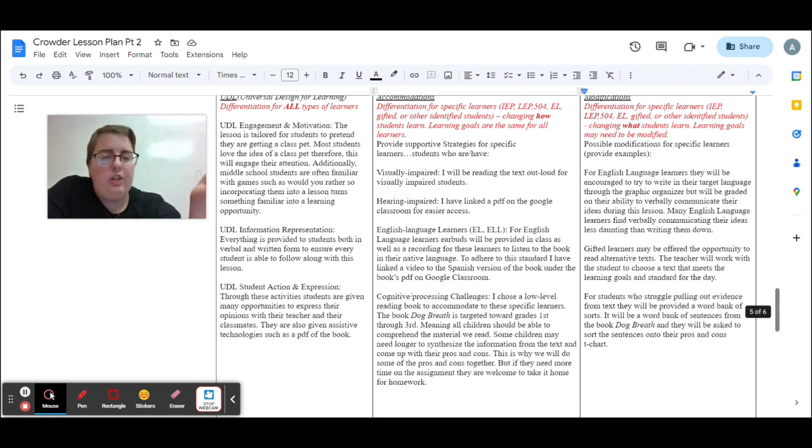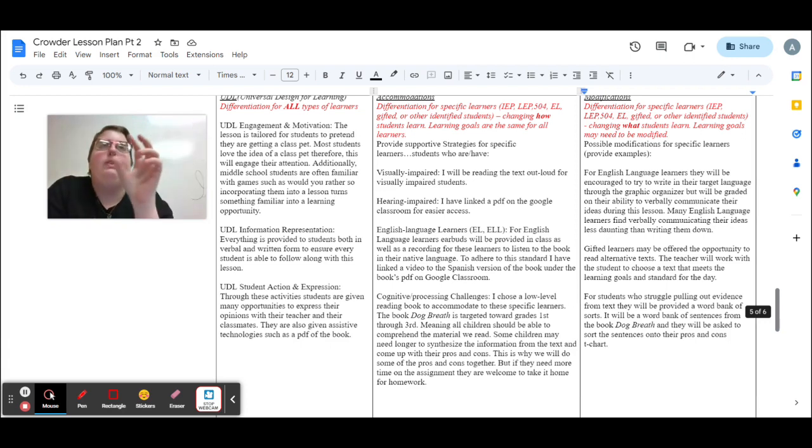Many English language learners find verbally communicating their ideas less daunting than writing. I think this is because they often speak English more than write it, so writing can be difficult. Gifted learners may be offered the opportunity to read alternative text, and the teacher will work with the students to choose the text that meets the learning goals and standards for the day. For students who struggle pulling out evidence, they will be provided a word bank.